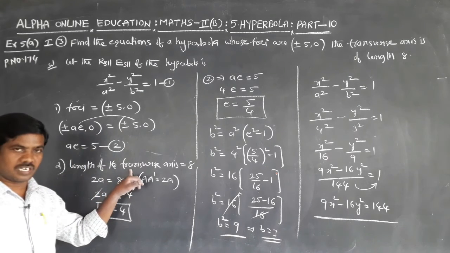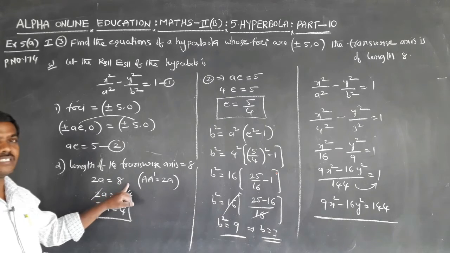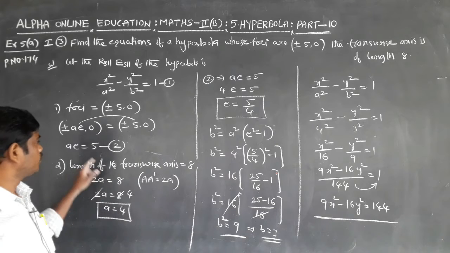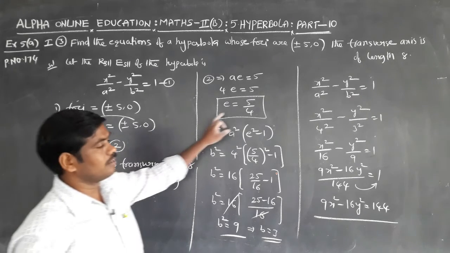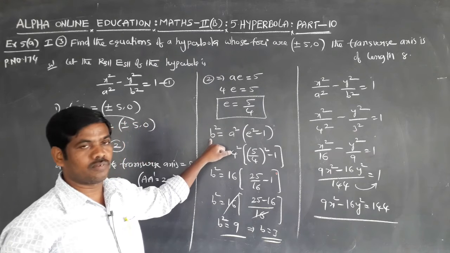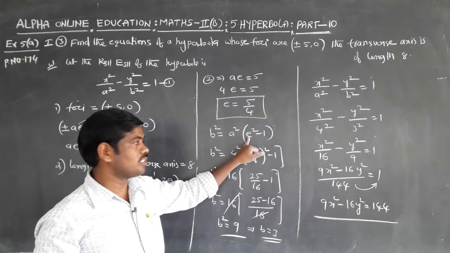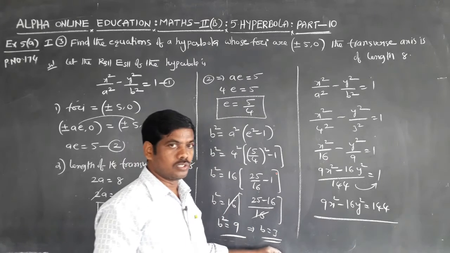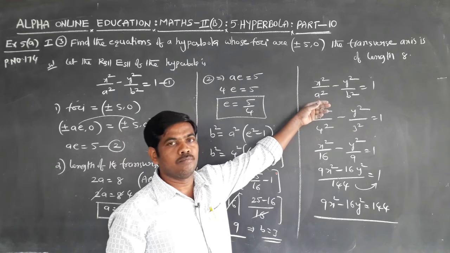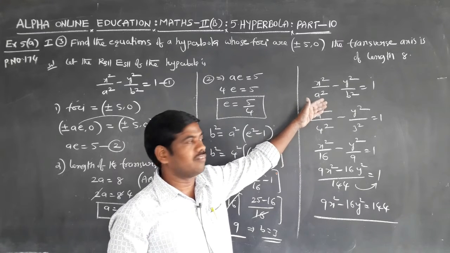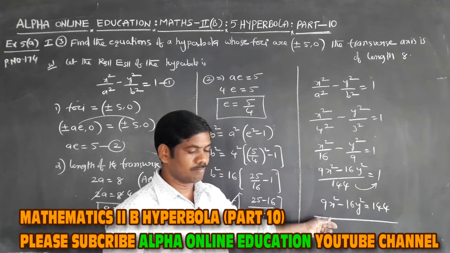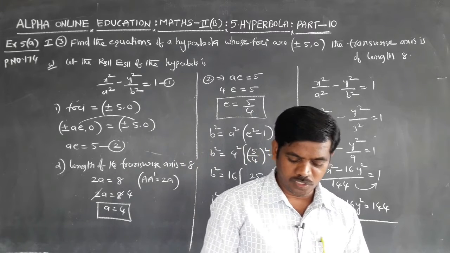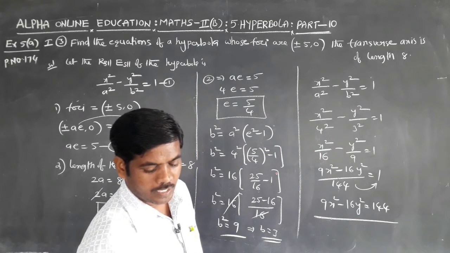Given that the foci are (±ae, 0) = (±5, 0), so ae = 5. Next, the length of the transverse axis is 8, meaning 2a = 8, so a = 4. Substitute in equation 2 to find the value of e. Again using the formula b² = a²(e² − 1) and simplifying, we find b = 3. Substituting a = 4 and b = 3 in the required equation and simplifying, 9x² − 16y² = 144 is the required equation of the hyperbola.